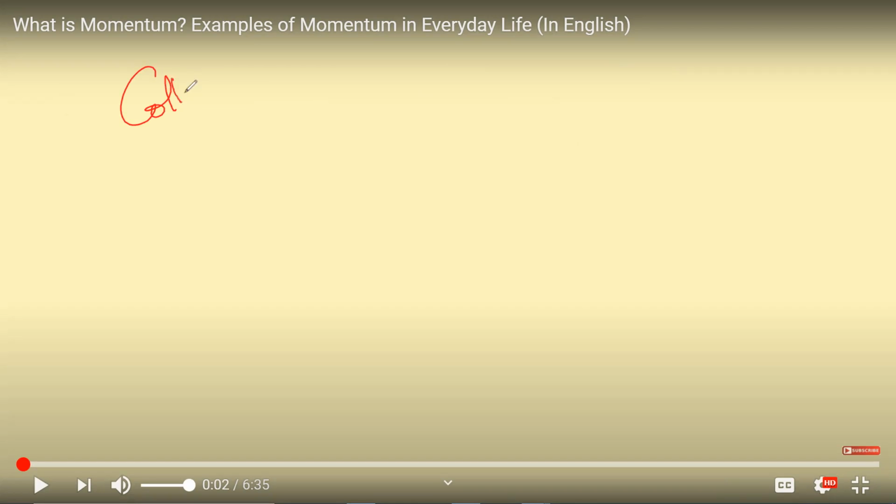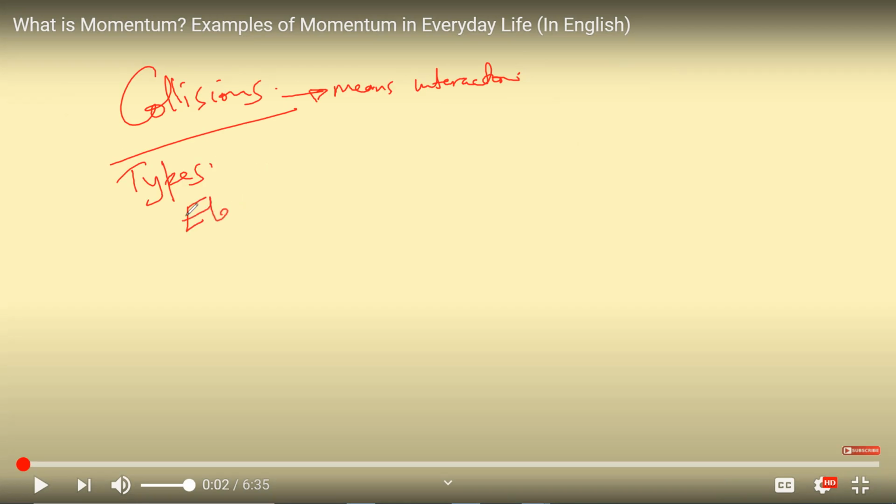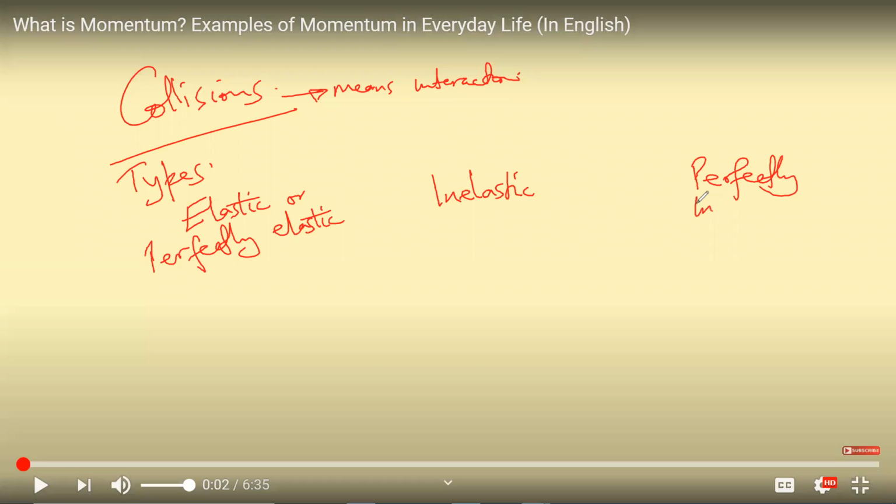Collisions simply mean interactions, or simply coming into contact. And the types are basically three. We have the elastic, or perfectly elastic, then we have the inelastic, and then we have the perfectly inelastic. I'm going to use a table to distinguish the three of them.